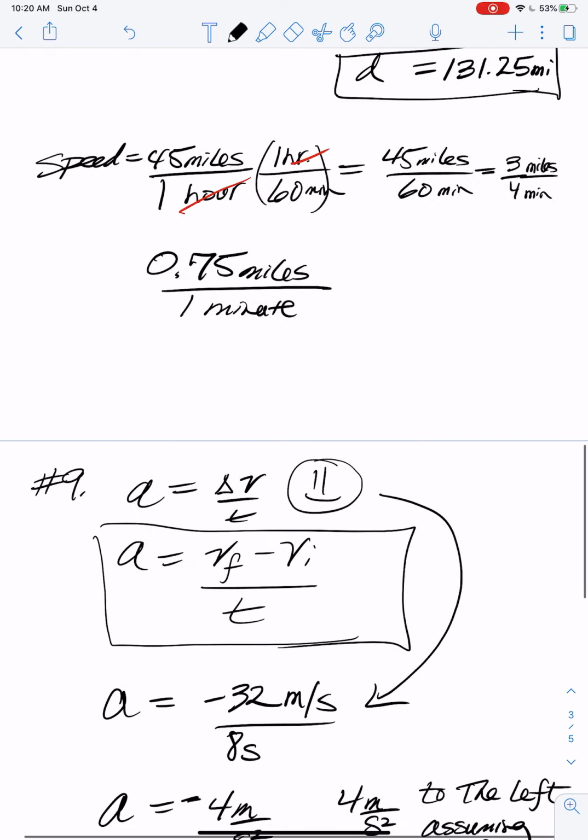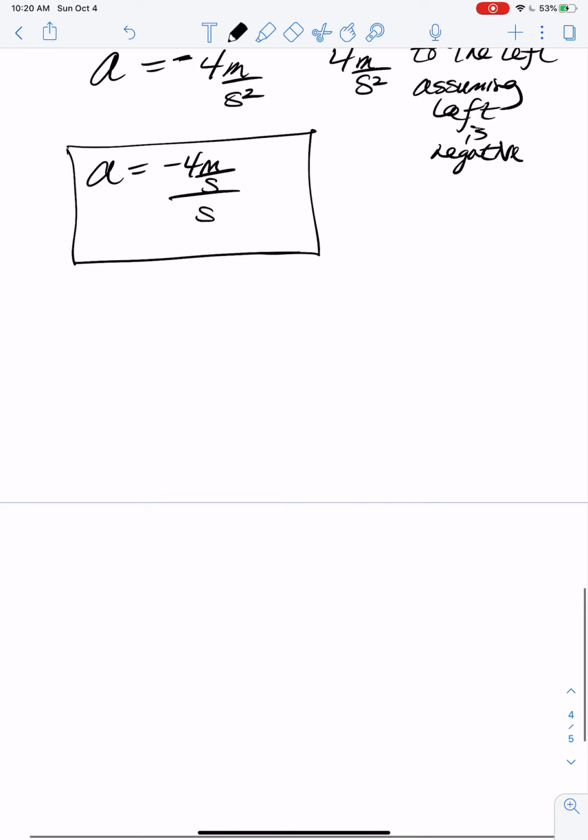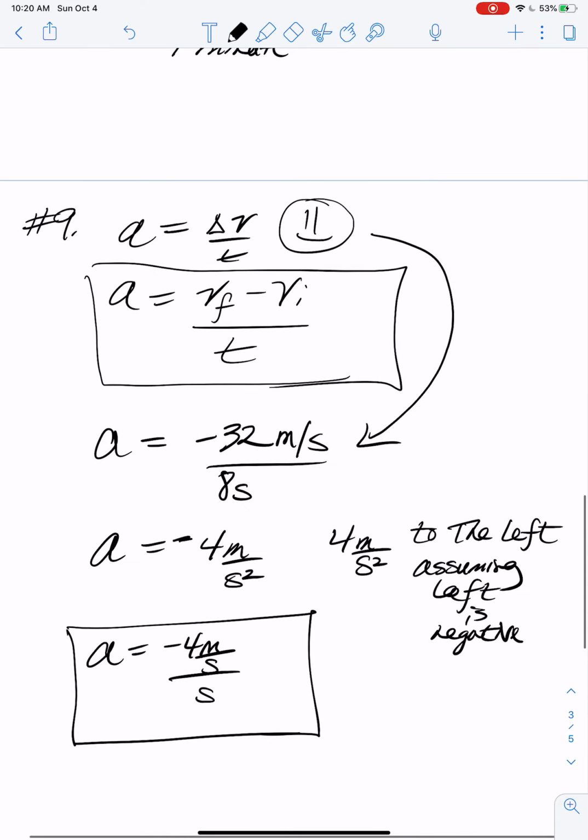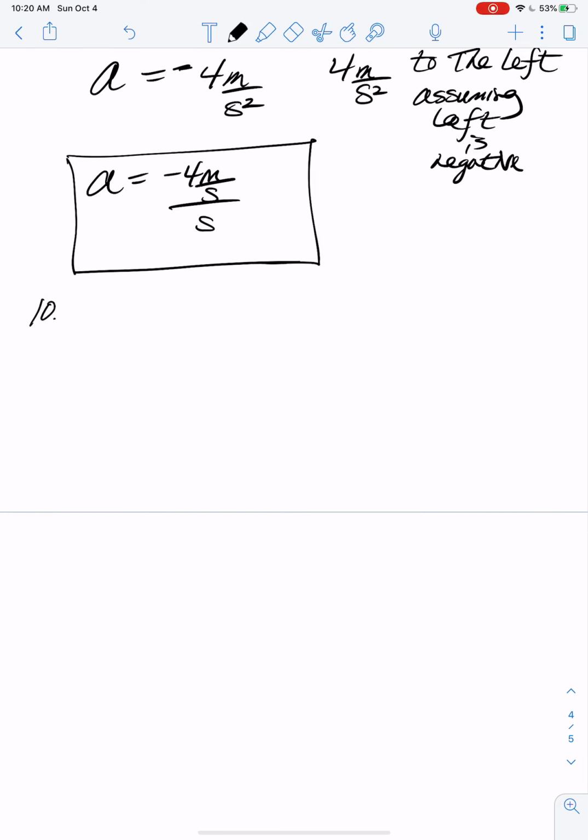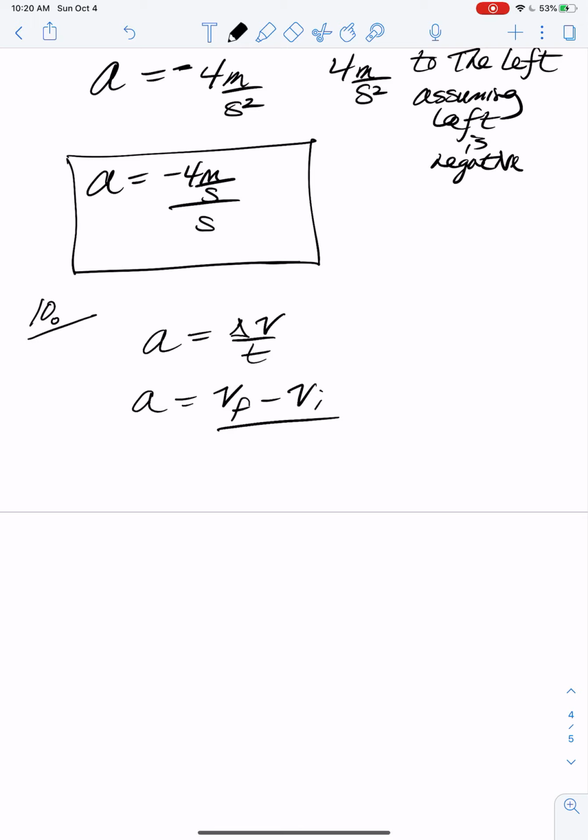All right, so let's go down here, write our formula. What number is this, 10? All right, so for number 10, we're just going to go ahead and write our formula. Acceleration equals delta V over T. I'm going to go ahead and split that top part into VF minus VI over T. And then I'm going to start plugging numbers in.